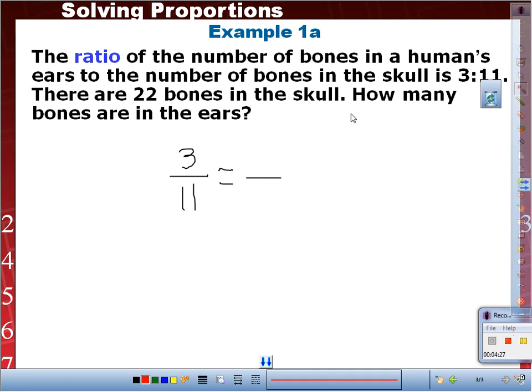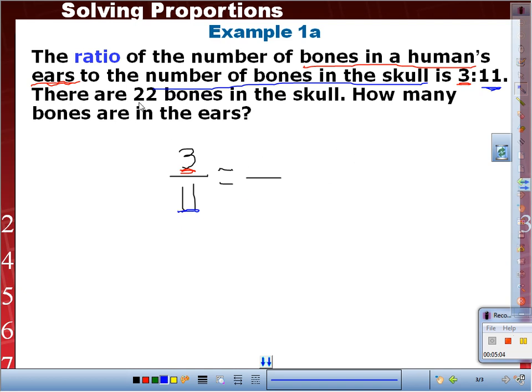Let's see. What information do they give us? I'm going to start with red. It says, the ratio of the number of bones in the human's ear. So they're talking about bones in the human's ear. They mentioned that first. Is that correct? What is the second thing that they mentioned? Number of bones in the skull. Therefore, this has to match the ratio that they give us. So look at it. Which one of these numbers is for the human ear? 3. And which one is for the skull? 11. So now that we have that, this is for the ear, and this is for the skull.